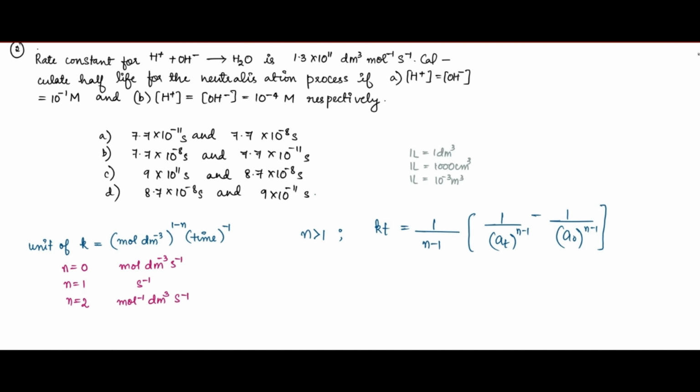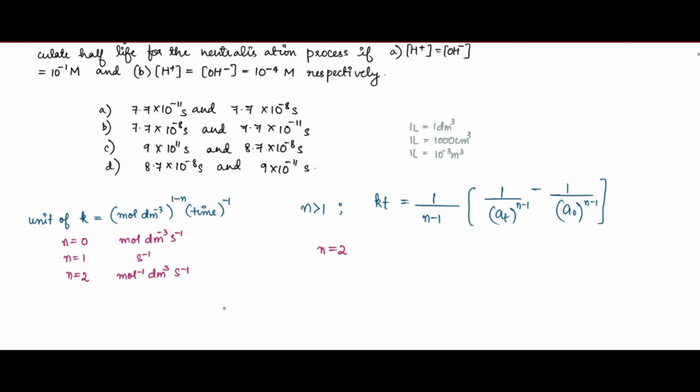In our case, here n is equal to 2. Write down the integrated rate equation. If this is not familiar to you, only then write the equation. If second order reactions are well and good for you, you may skip this step.